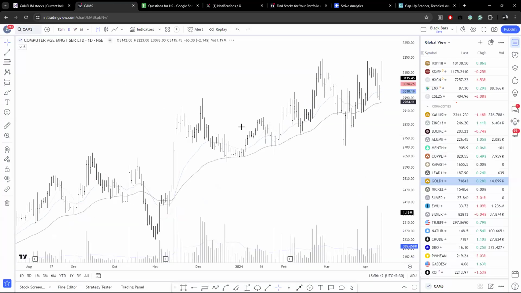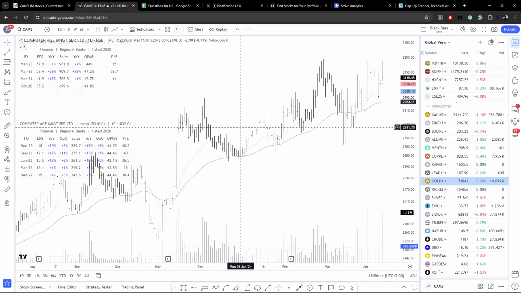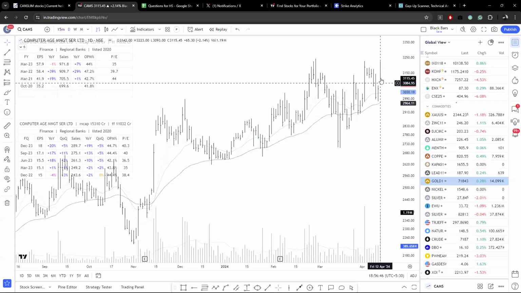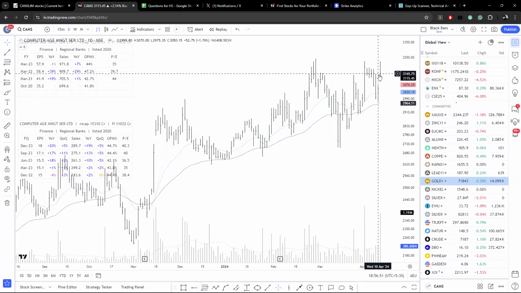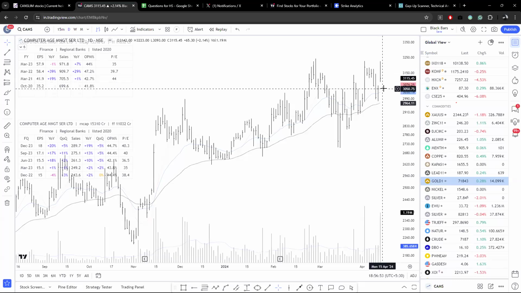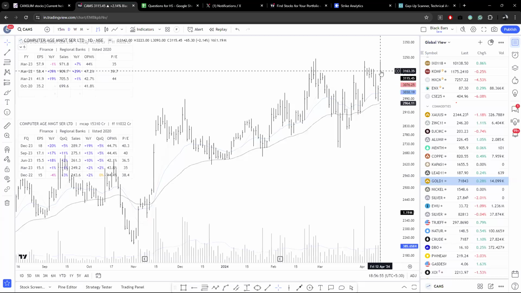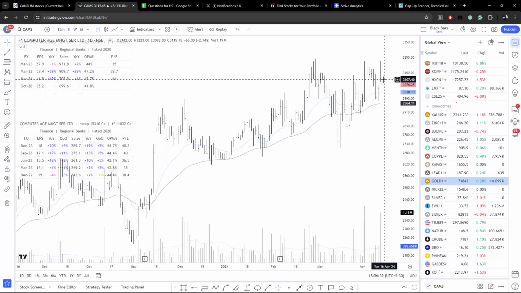So I think I entered around the middle of that candle somewhere, right? And then had the day low as the stop. At that time, it was about 3100. It closed the gap further that day, end of the day.